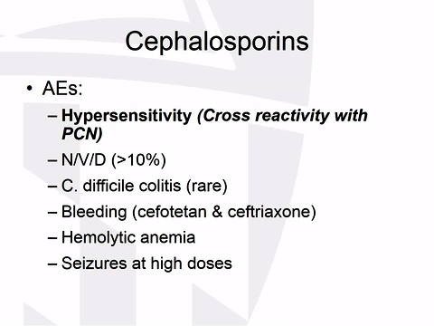Some other rare issues. C. diff colitis is pretty rare, luckily, but that is a possible side effect, especially as the spectrum broadens. So as you go from your first generation down to your fifth generation, C. diff colitis will be more common as you increase the spectrum of coverage. Bleeding is possible with two particular drugs, cefotetan and ceftriaxone. Hemolytic anemia is again pretty rare, but it is an adverse effect that could occur with these drugs. And then I already mentioned seizures with penicillins. Same scenario for the cephalosporins.